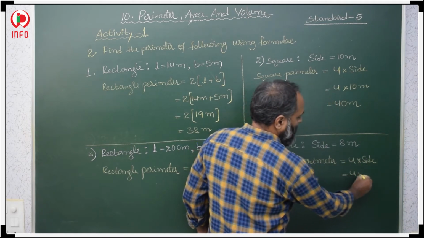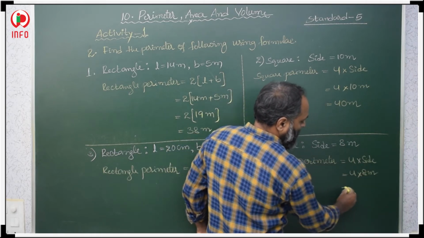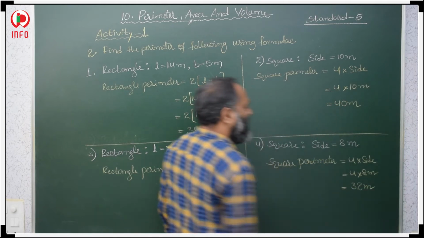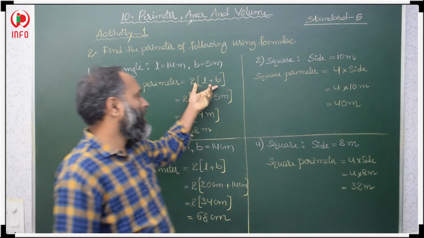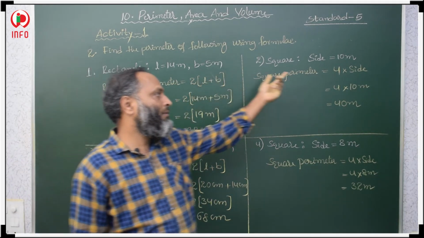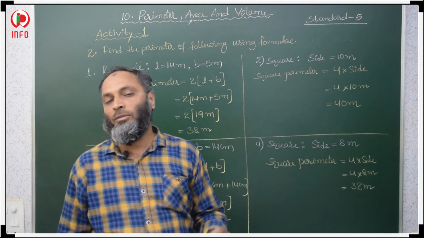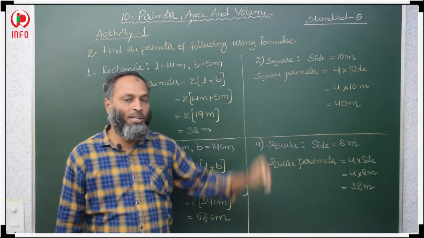4 into, what is the side here? 8 meters. Then 4 8s are 32 meters. Okay. So using formula, the rectangle formula and the square formula we have to use for finding perimeter. Perimeter of a rectangle is 2 into (L plus B). Perimeter of a square is 4 into side.